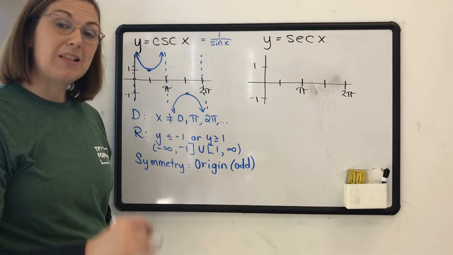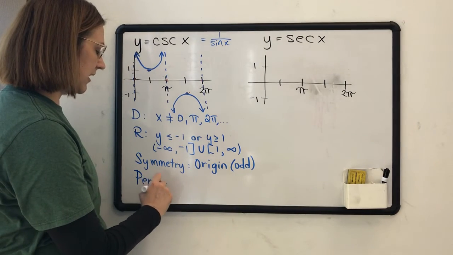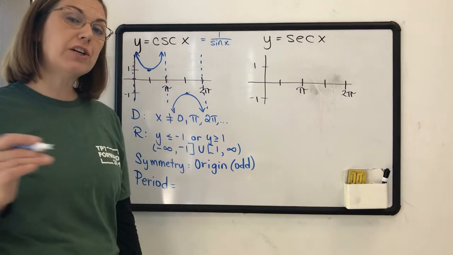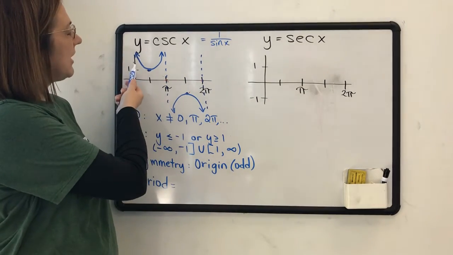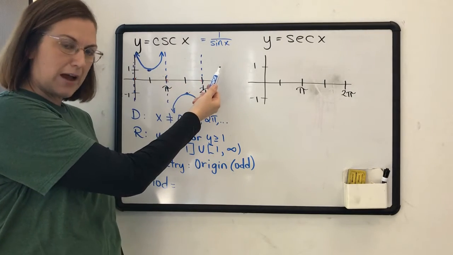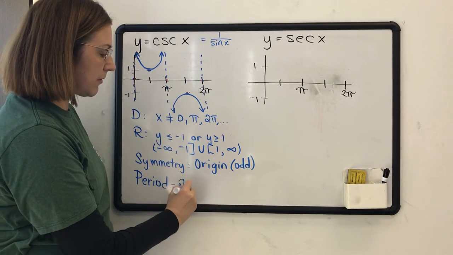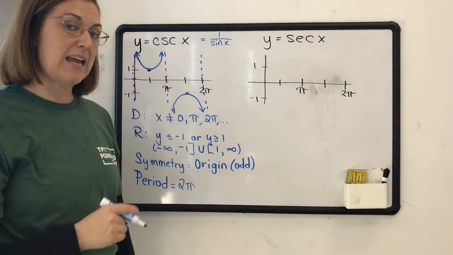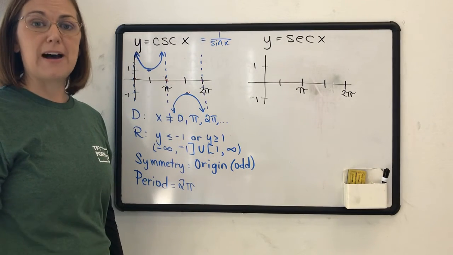Okay. Last piece of information you need to know about cosecant is the period, or how long the graph travels before it repeats. So how long from here before we get the next up parabola? And that is 2 pi. You'll remember that sine has the same period. Sine and cosecant both have a period of 2 pi.